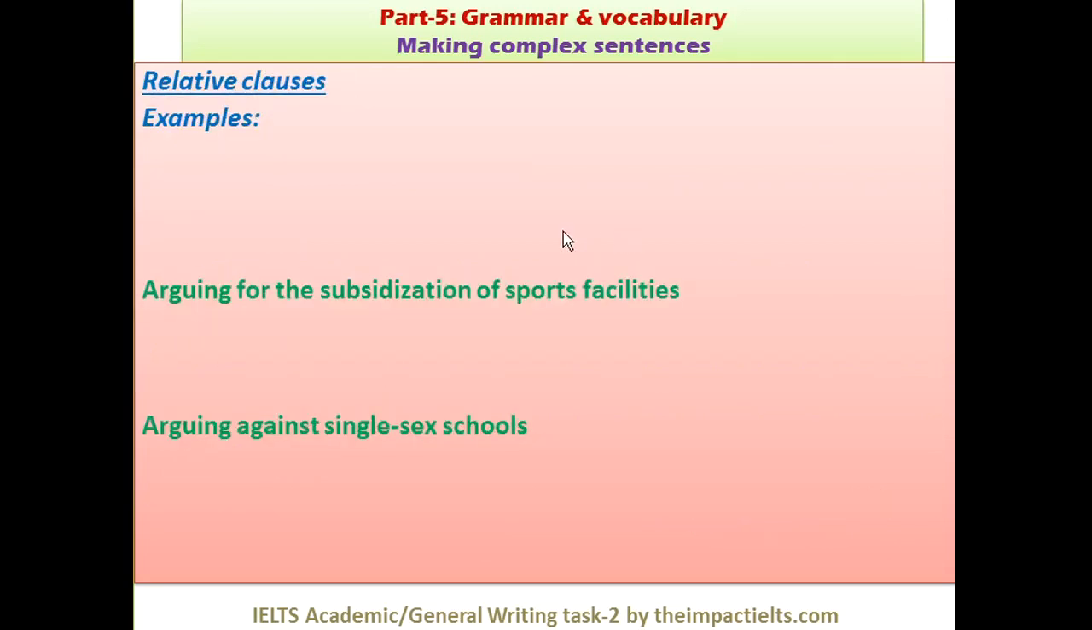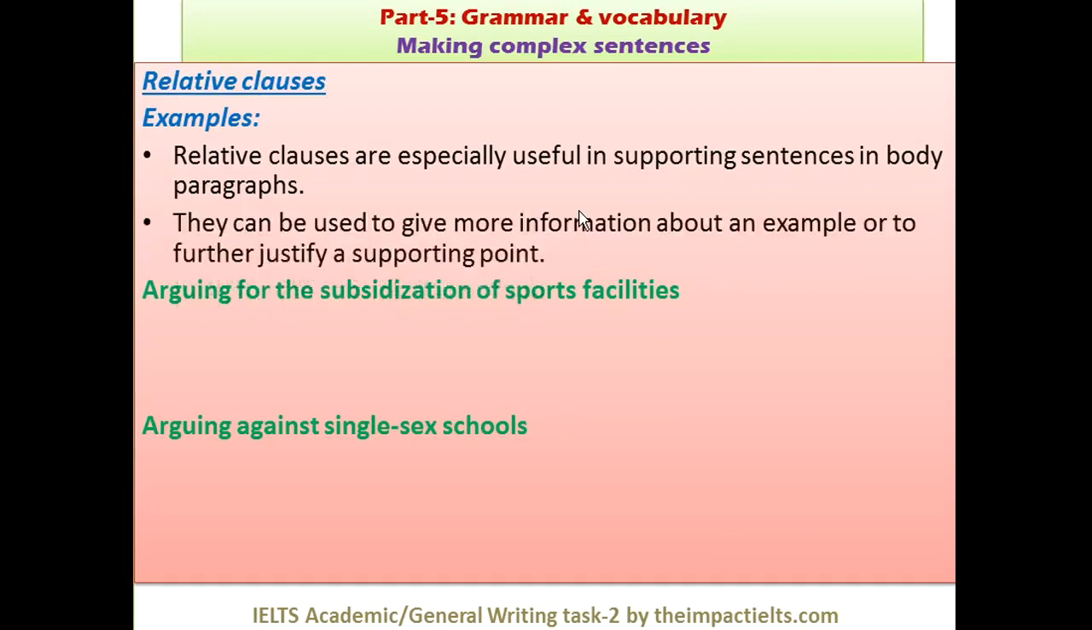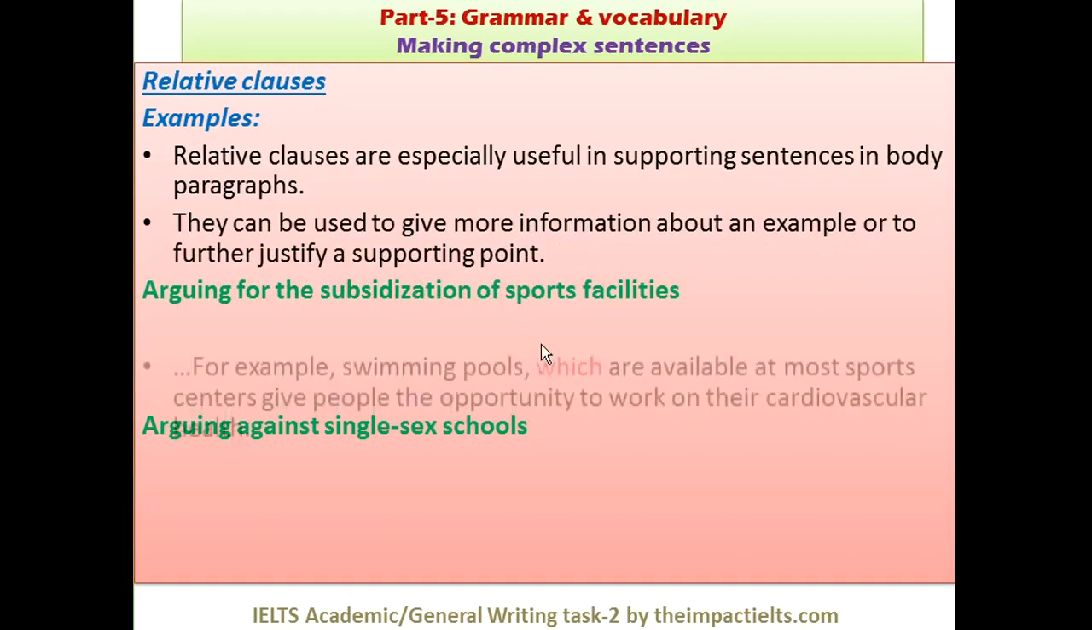Let's look at some examples of how it can be used for writing an essay. First, it is especially useful in supporting sentences in a body paragraph. Mostly they're used there because you want to add something about a subject, a place, or a thing. They can be used to give more information about an example. We have already discussed that. Let's see this one.